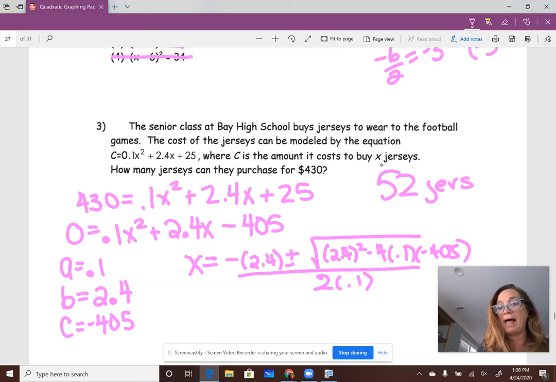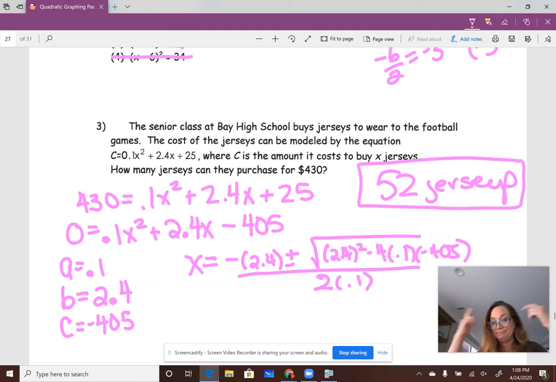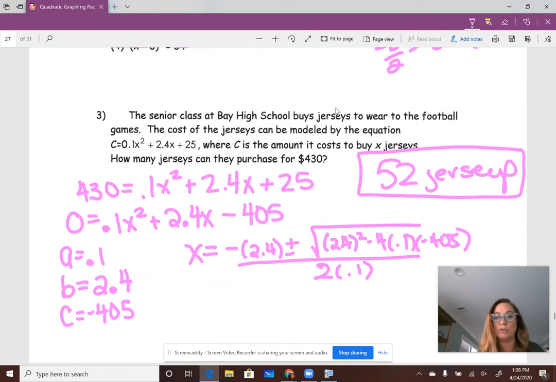I'm not going to bother to even calculate the negative answer because, once again, think about it, right? You can't buy a negative amount of jerseys. Okay, so I can only afford to buy 52 jerseys. So hopefully that's enough for everybody that wants one. I don't know how big this Bay High School is.